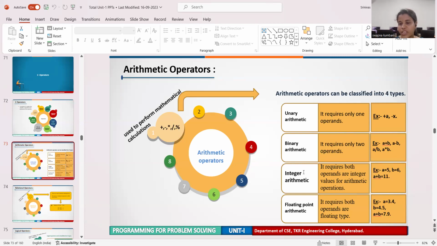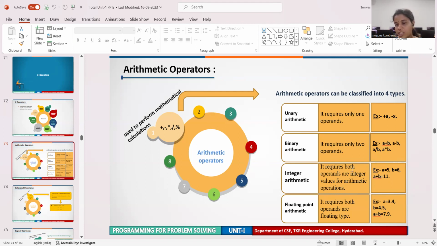The third one is integer arithmetic and the fourth one is float arithmetic. Integer arithmetic requires both operands to be integer values. Suppose you take a plus b, then the a value and b value should both be integers, meaning numbers without any decimal point. Normal numbers come under integer arithmetic, whereas floating point means decimal numbers will be there.